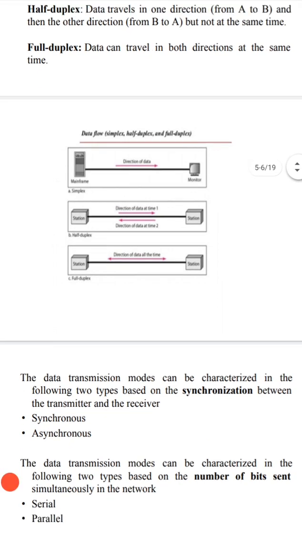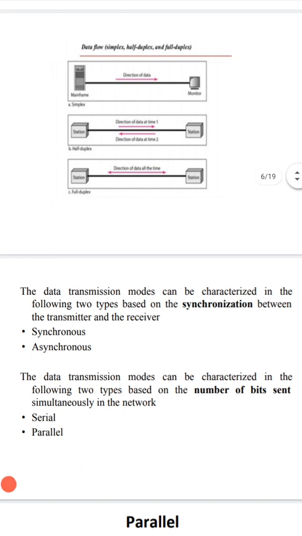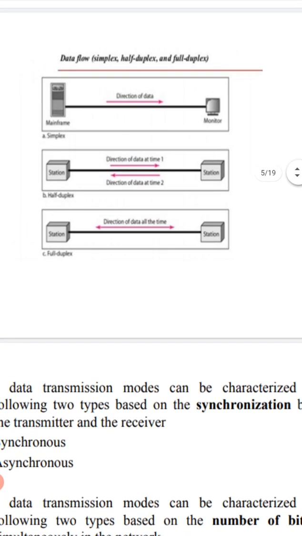So this is the diagram for simplex, half duplex and full duplex. In the simplex method, the data flows from source to destination only. So there is a direction of data, only one direction. Then half duplex: in two directions the data can be sent and received, but at a time only one direction.